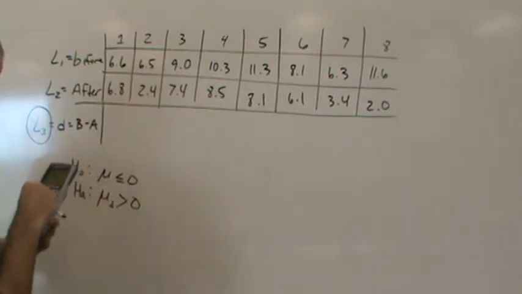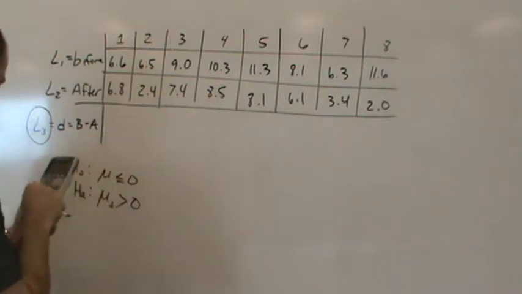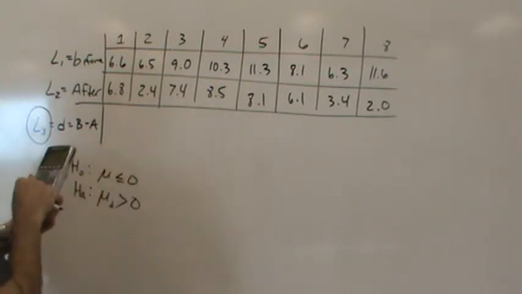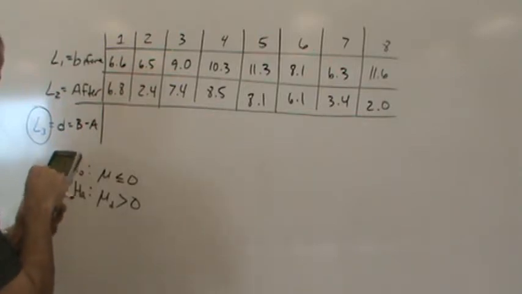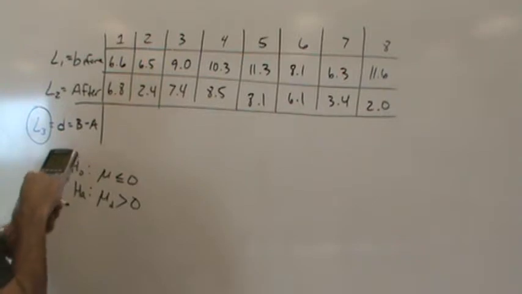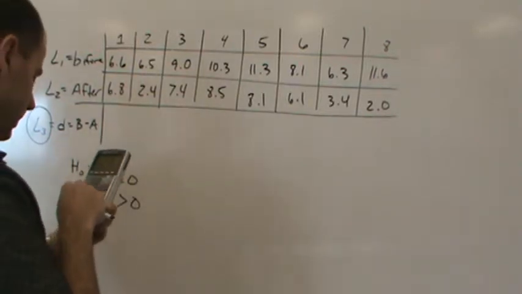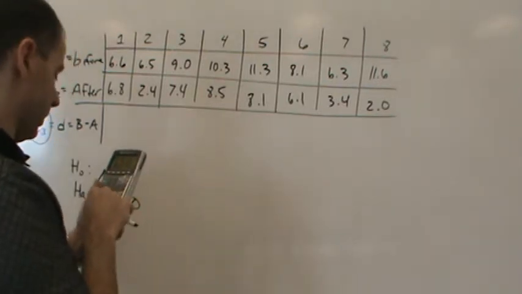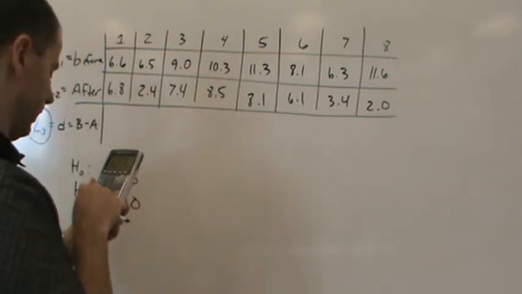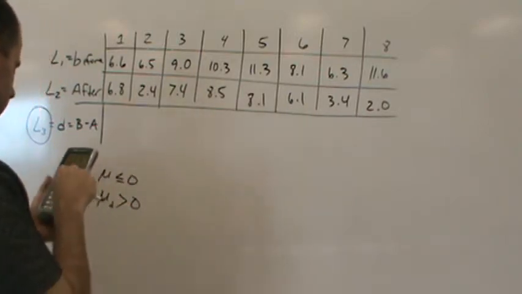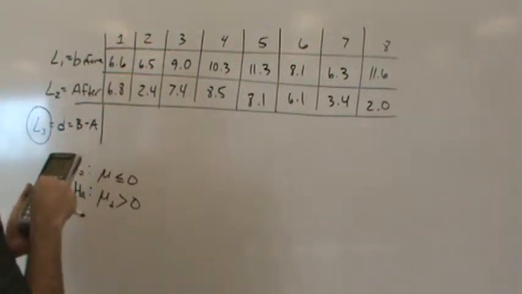So the first thing I'm going to do is stat, edit, enter. Now I'm going to put my before list in first. So L1 will be my before list. So 6.6, 6.5, 9.0, 10.3, 11.3, 8.1, 6.3, 11.6, and that's it. So I got my 8 in there.